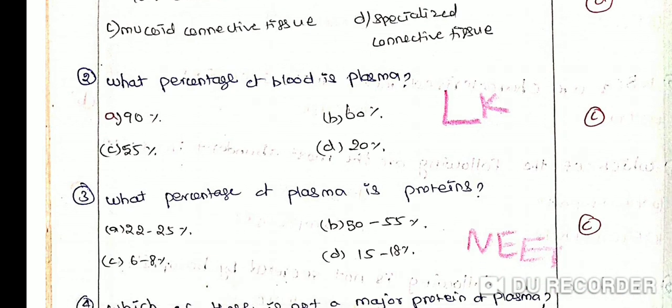What percentage of blood is plasma? Option A 90%, option B 60%, option C 55%, option D 20%. The correct answer is option C, 55%. Plasma, which is an element of blood, constitutes 55% of it. The rest 45% consists of the formed elements, the RBCs, the WBCs, and the platelets. Plasma is a straw-colored and viscous fluid.